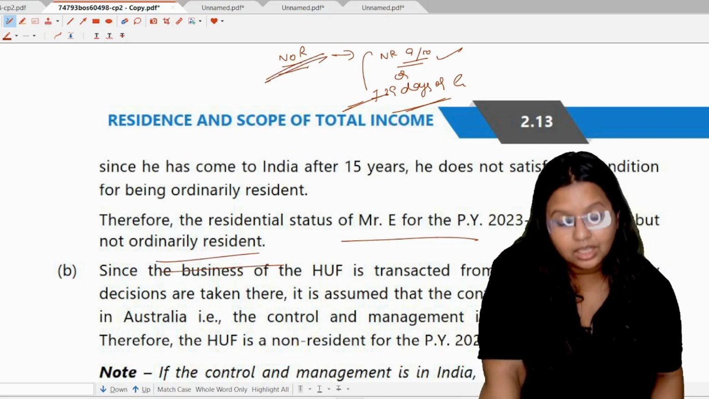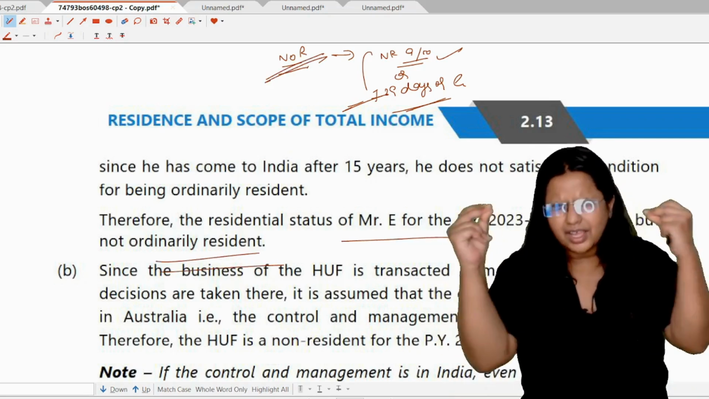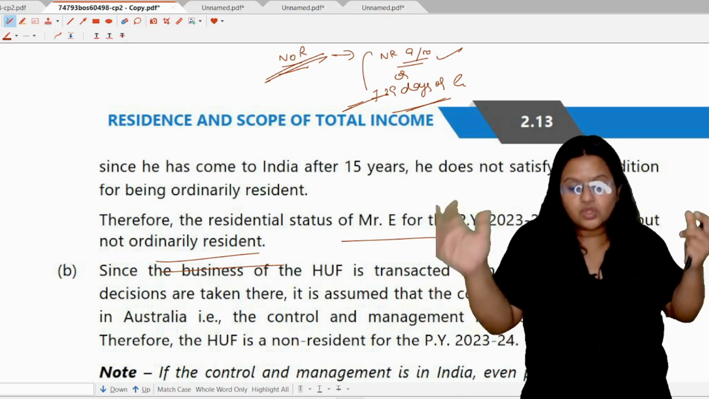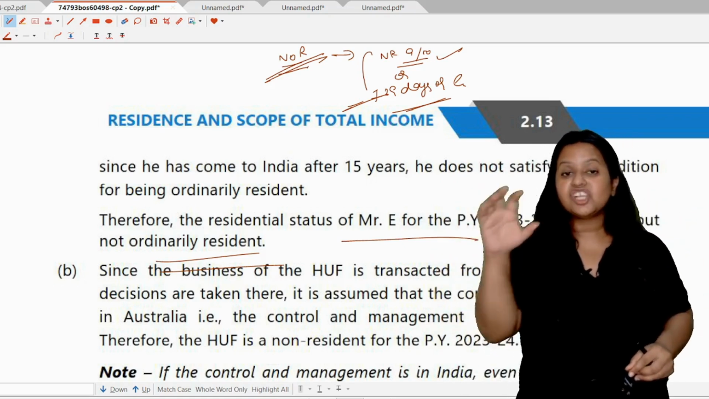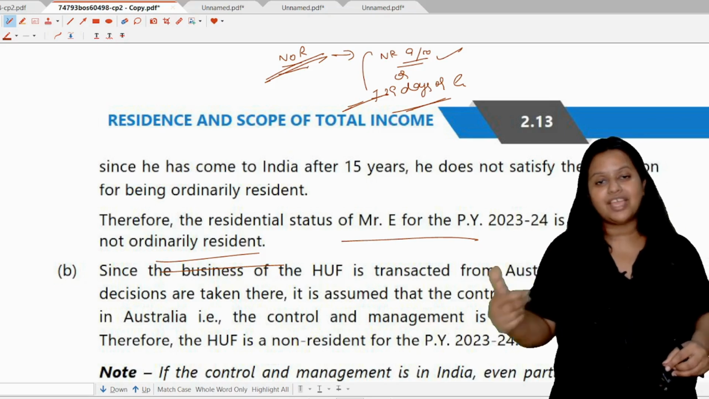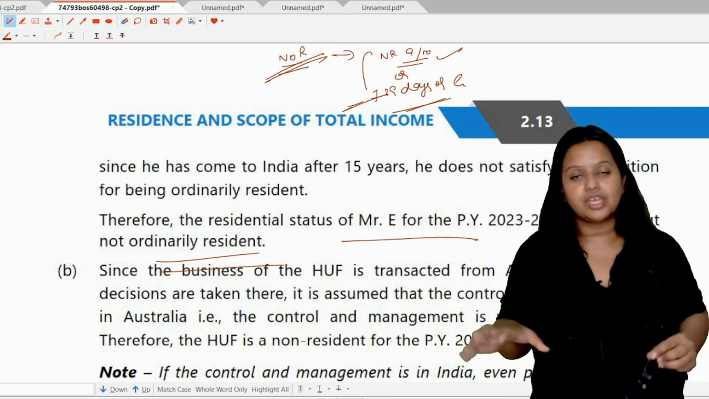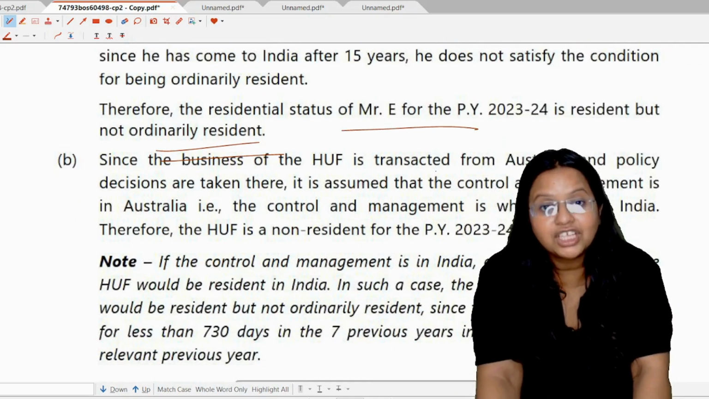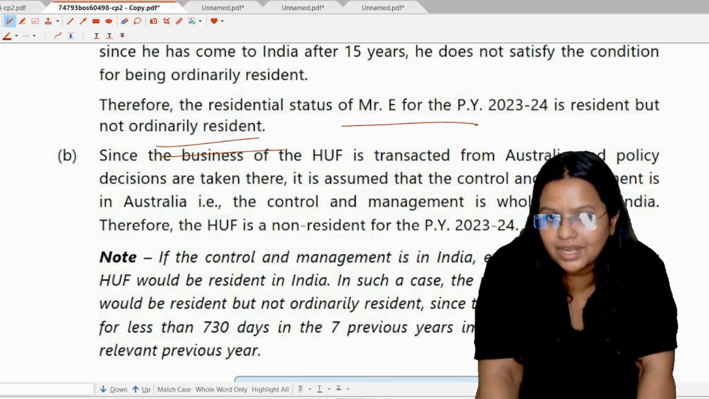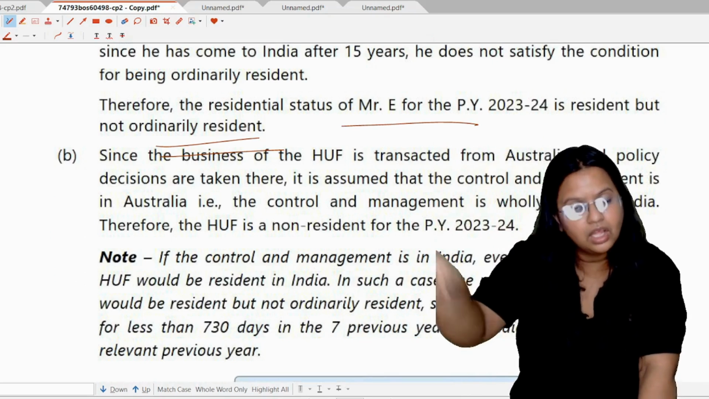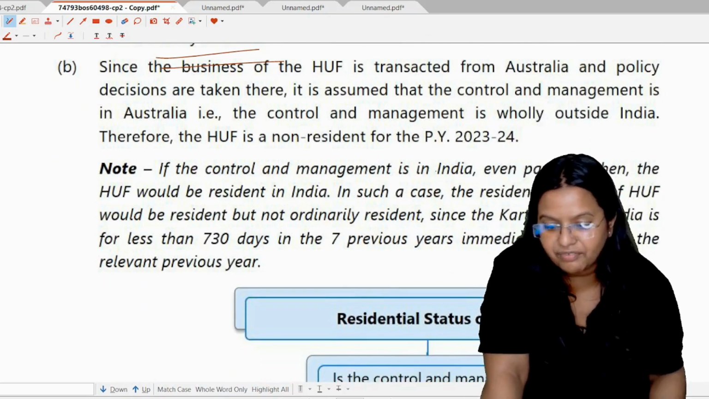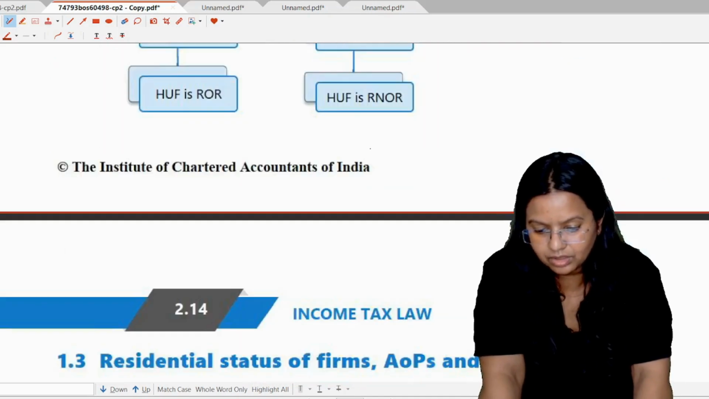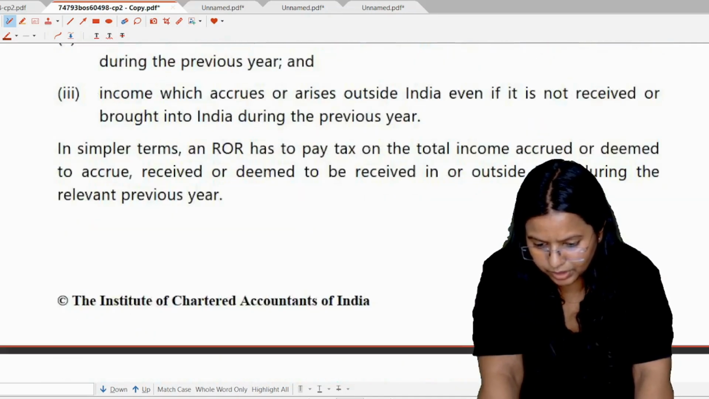Now we have to check the residential status of HUF. We are assuming that if the Karta is a resident and not ordinary resident, then the HUF is also R but NOR. No. For checking the residential status of HUF, we have to check the basic conditions: where the policy decisions are taken, or we can say where the control and management takes place. As the policy decisions are taken in Australia, the control and management of the HUF is also in Australia, so the HUF is a non-resident in previous year 23-24. Got it? Let's come to the next question.